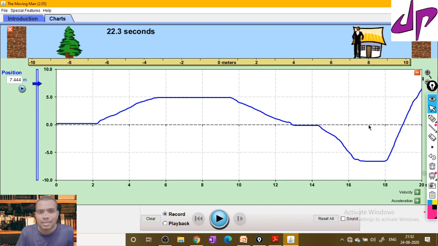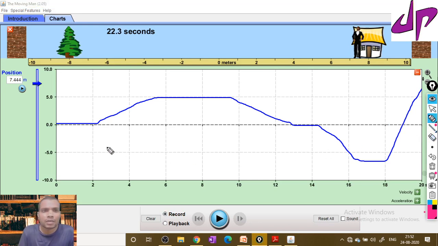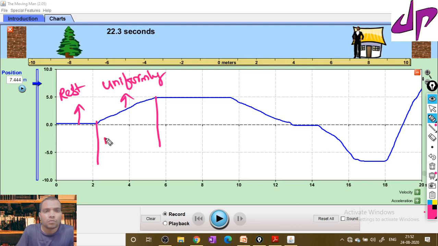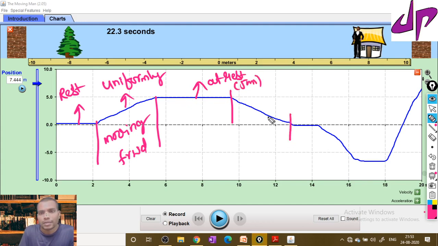Now here we can understand different kinds of motion with respect to time. Up to here he is at rest, and up to here he is uniformly moving forward, and up to here again he is at rest at 5 meters, and up to here he uniformly moved backward.